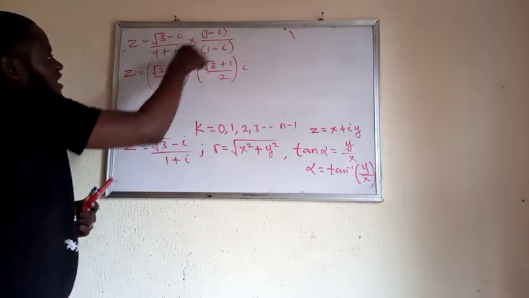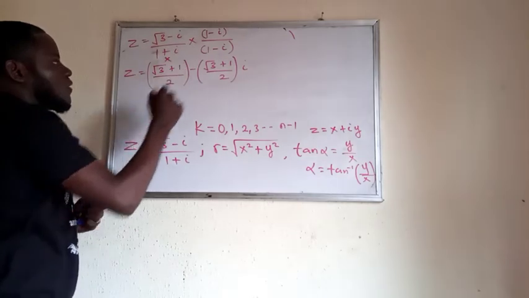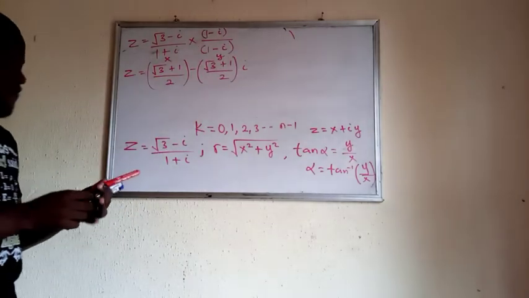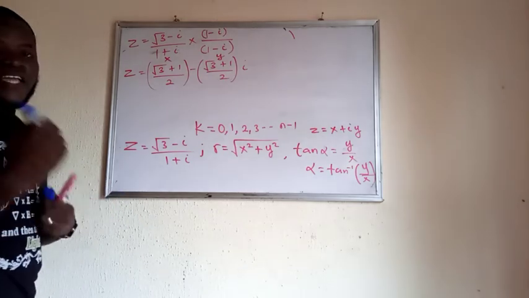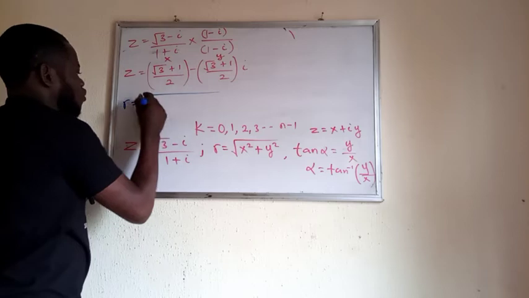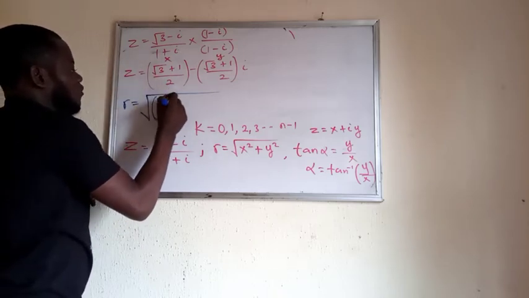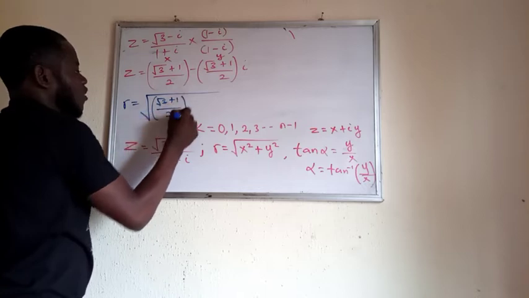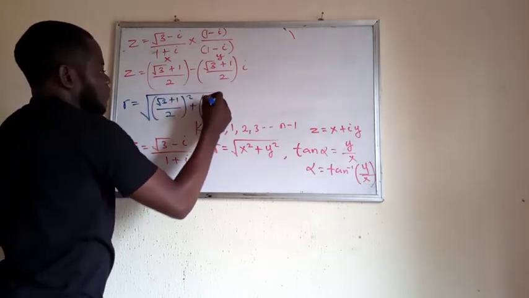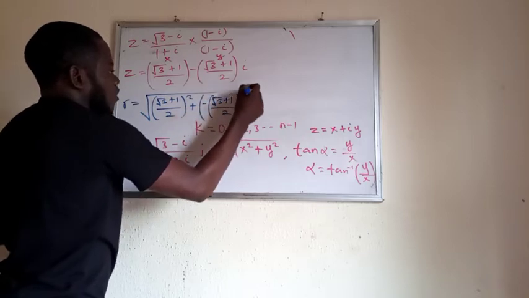So after we rationalize this function, we arrive at this. This one is going to be our x and this will be our y. If that is the case, we can then find the value of r. So r is now equal to the square root of ((root 3 plus 1) over 2) all squared plus (negative (root 3 plus 1) over 2) all squared.